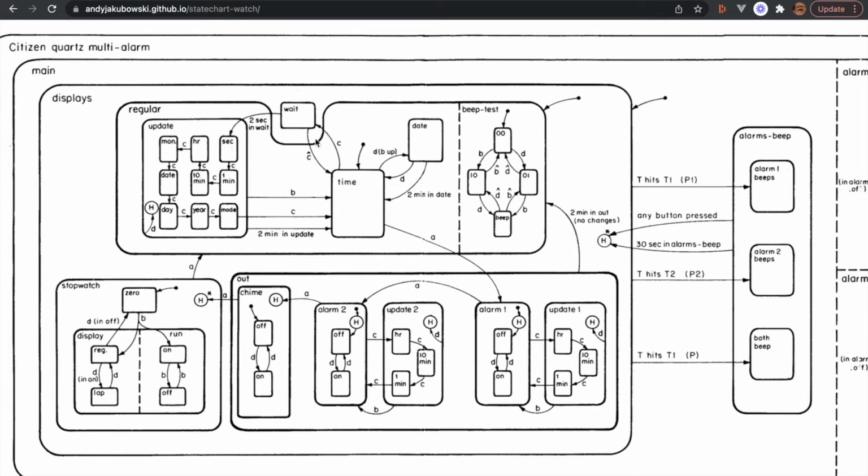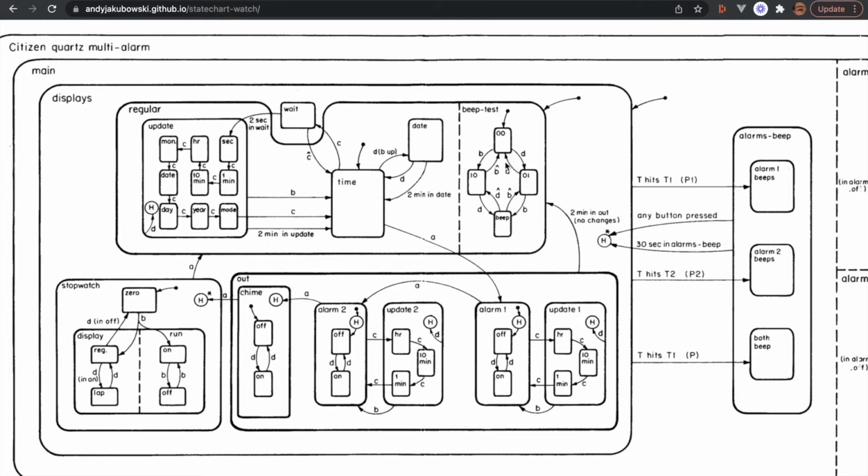That's right. And that means, for beep test, which is also a partly weird looking compound state, what this beep test is trying to say is, if you hold down B and D at the same time, then beep, perform the test. But if you let go, then you stop beeping. You stop the test.